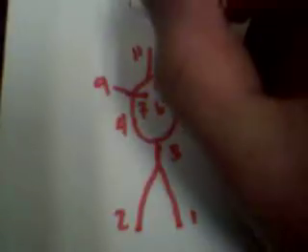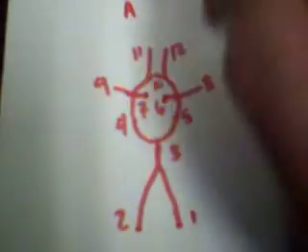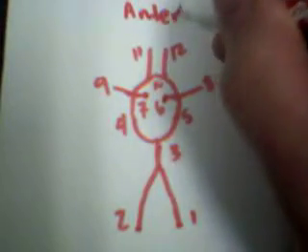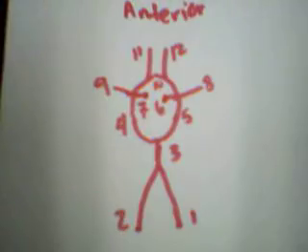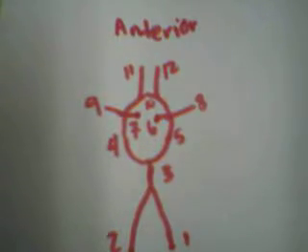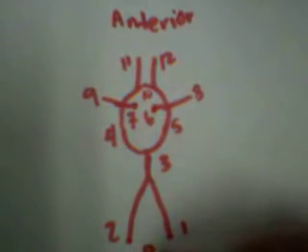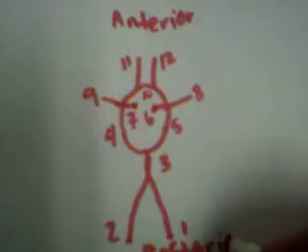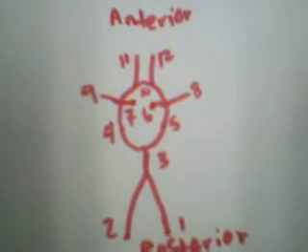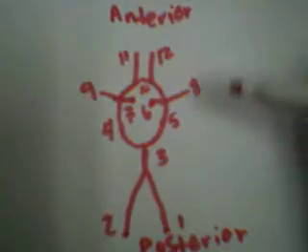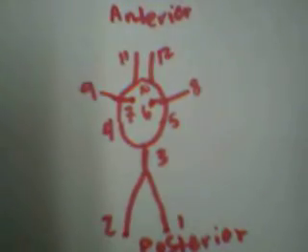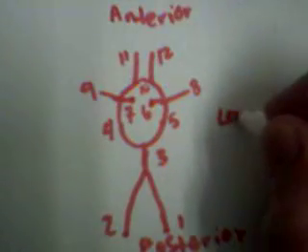And in our image here, this is going to be anterior. And then opposite that is going to be down here, posterior. So if we're looking at the base of the brain, the left is going to be on the right side, and the right is going to be on the left side.